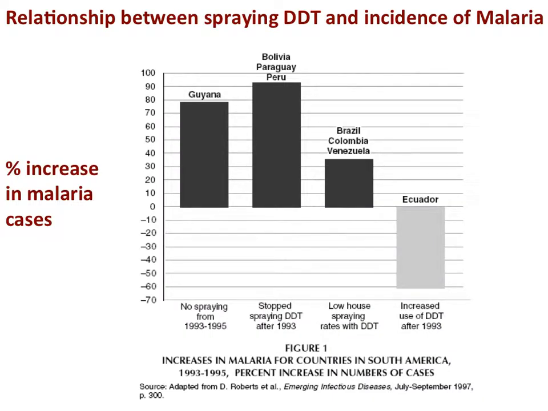Sure enough, as soon as DDT spraying stopped, the number of malaria cases increased. In Bolivia, Paraguay, and Peru, as DDT spraying stopped, malaria increased. And in Ecuador, as DDT spraying increased, malarial cases dropped.